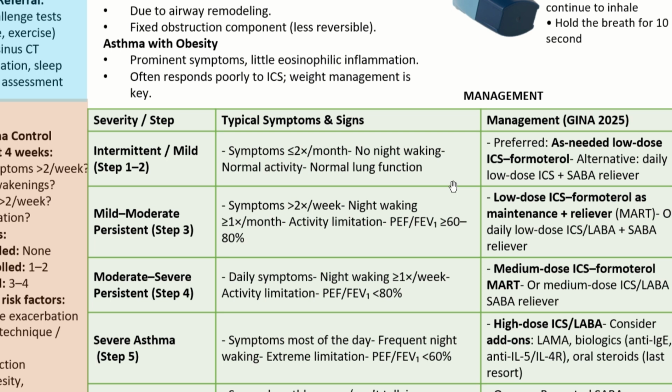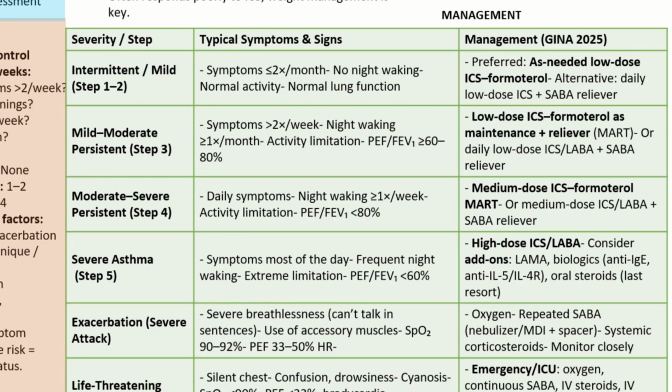Then we have step 4, where someone has daily symptoms and night waking. Of course, now you can see where we're going. For these patients, you're going to increase the dose of the inhaled corticosteroid and give them a formoterol. Sometimes, plus you have to make sure that they have a short-acting beta agonist reliever, that is salbutamol.